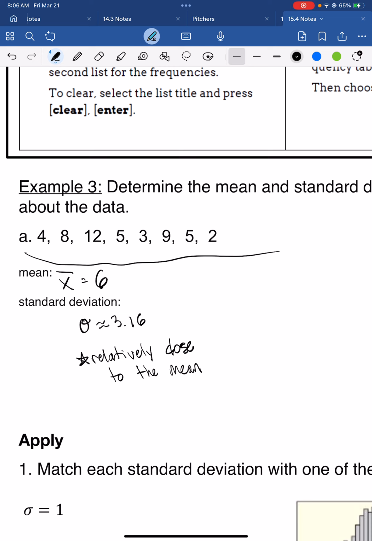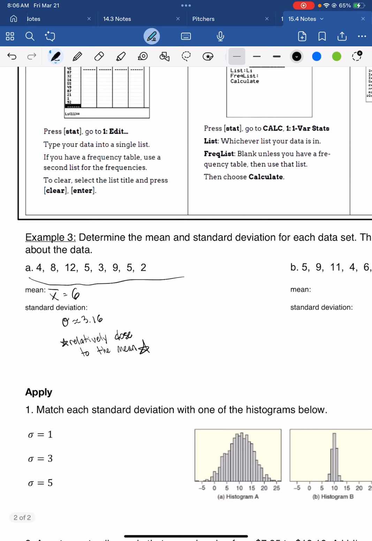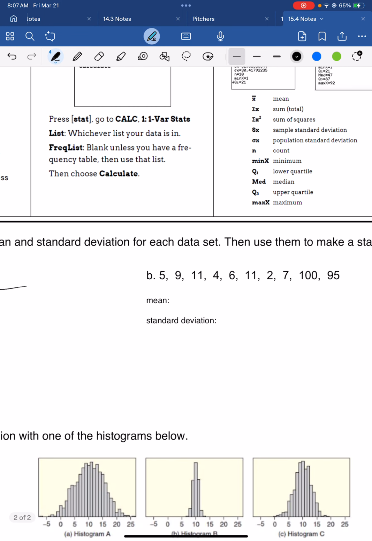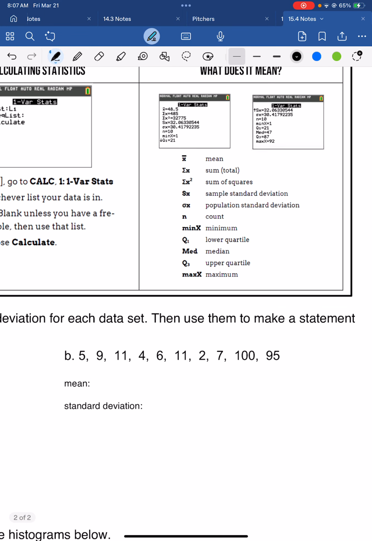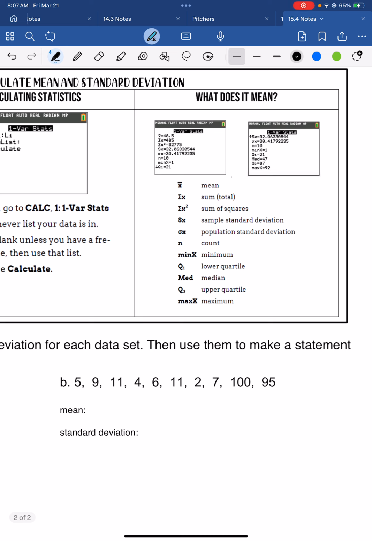The data is relatively close to the mean. Okay, so that's how we do that one. All right, let's try it again with our calculator, and that's going to be just about it for today. Also over here on the right, it shows you all of these different things. So there's mean, and then we have standard deviation right there. All right, we'll get into the rest of this stuff on Monday.